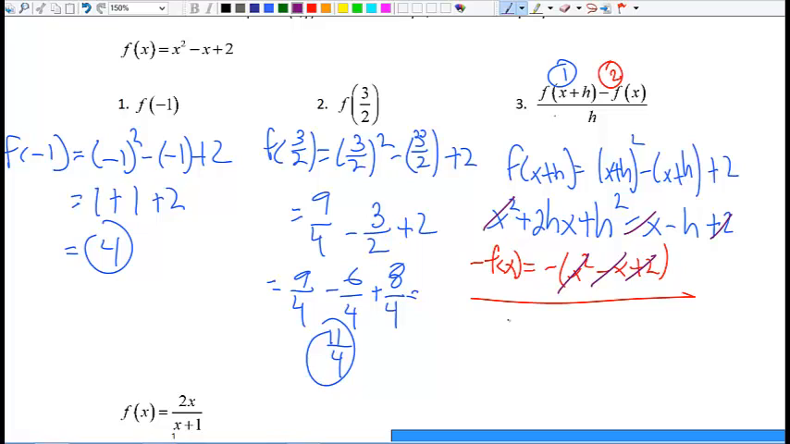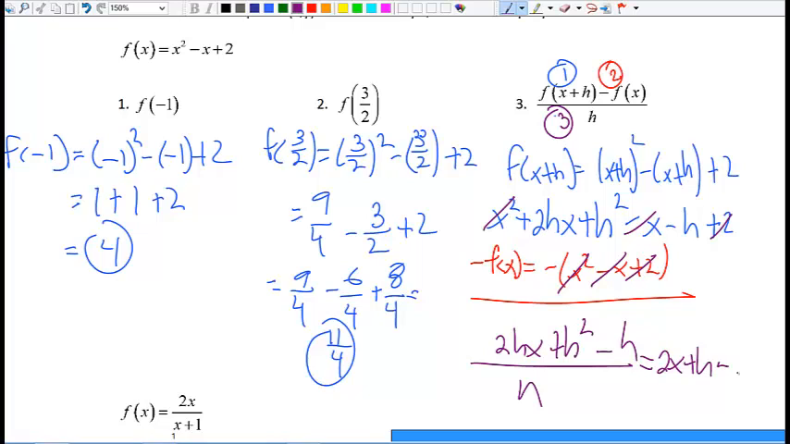And I'm literally left with 2hx plus h squared minus h. The third thing I'm going to do is divide by h, which gives me 2x plus h minus 1. You get the 2hx divided by h, which gives 2x. h squared divided by h gives us the plus h, and the minus h divided by h gives us the minus 1.